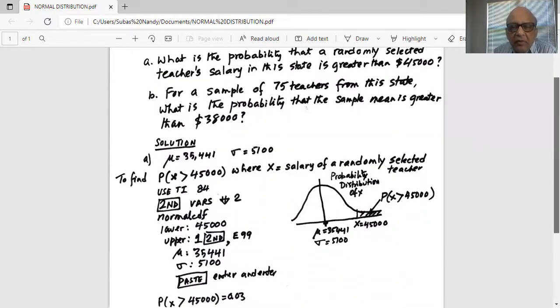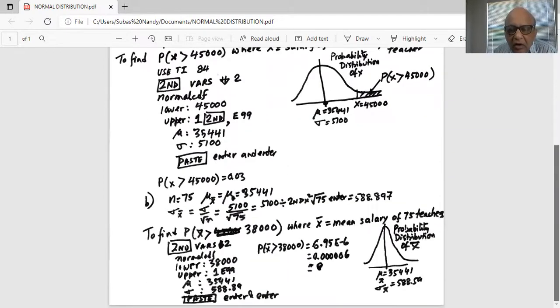Part B of this same problem asks, for a sample of 75 teachers from this state, what is the probability that the sample mean is greater than 38,000? So greater than 38,000. That means again we are on the right of 38,000. Now we are talking about the sampling distribution of X bar, because we are drawing samples of size 75 from the population of teachers, and we are calculating the mean of each sample.